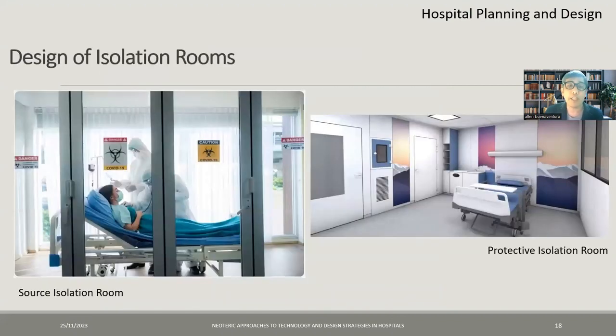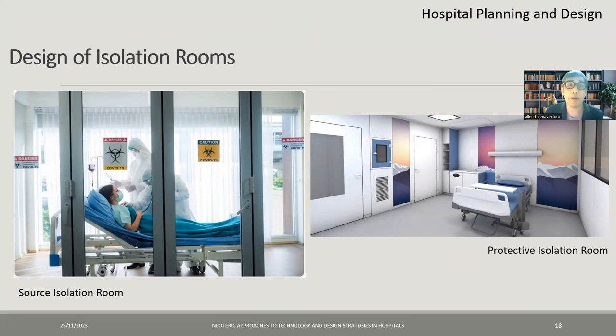Design of isolation rooms. Isolation precautions should be used for patients who are either known or suspected to have infectious diseases, are colonized or infected with multi-resistant organisms, and those people who are particularly susceptible to infection. Source isolation, in the figure on the left, aims to confine the infectious agent and prevent it from spreading from one patient to another, which is what we did during the COVID-19 pandemic. This is called barrier nursing.